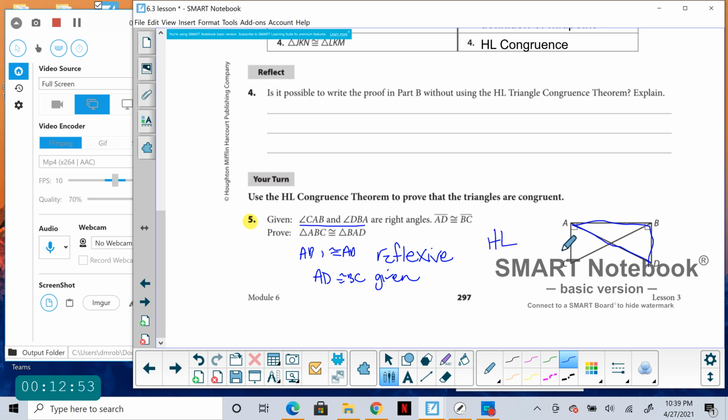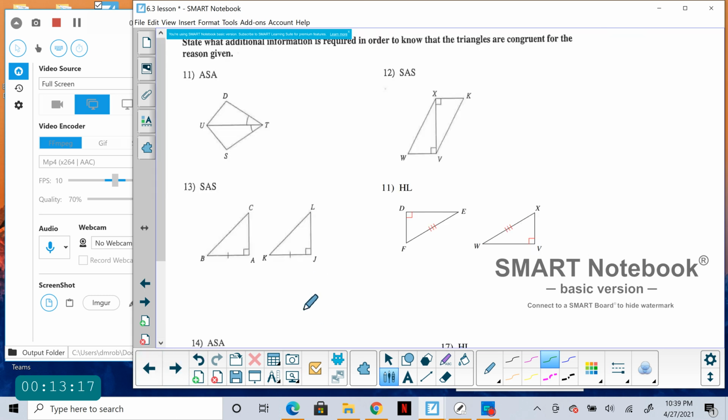Okay. And if you weren't quite sure following along there, this one is the reflexive property, and we've got AD, this side congruent to this side because it's given. Okay. All right, what else?